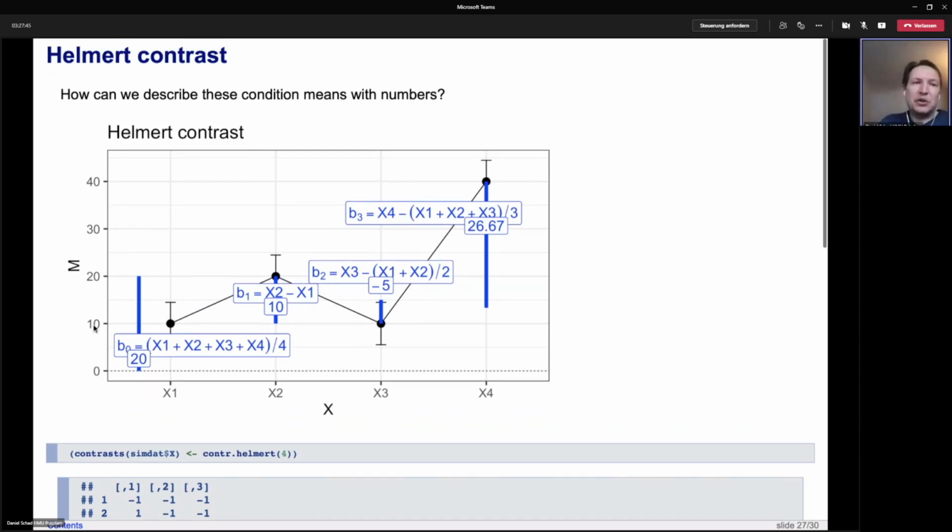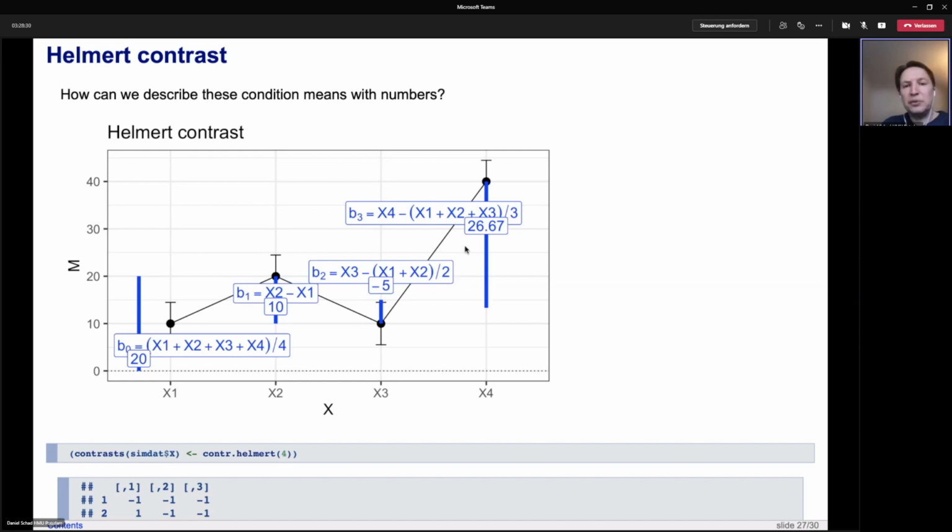So how do Helmholtz contrasts work? In Helmholtz contrasts, the intercept is again the grand mean, the mean across all factor levels. So this is 20 here. And the first regression coefficient in Helmholtz contrast tests the difference between x2 minus x1. So the difference between these two conditions. Then the second contrast takes the average of these two, x1 plus x2 divided by 2, that's exactly 15, and then compares this average to the third factor level. So x3 minus the average of the first two. And 15 minus 10, the difference is exactly minus 5.